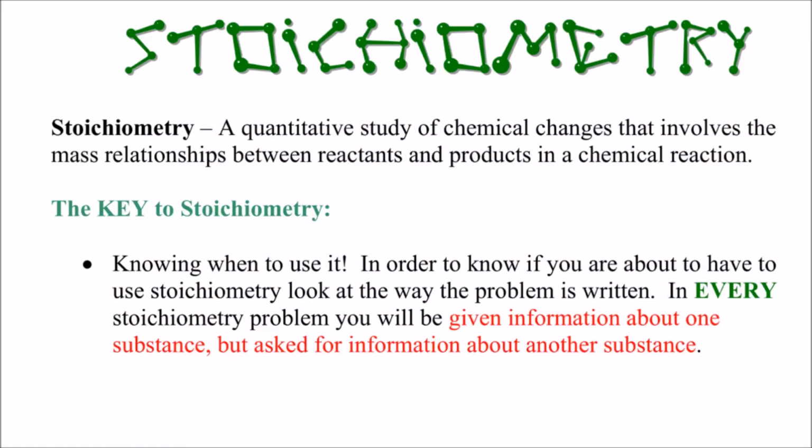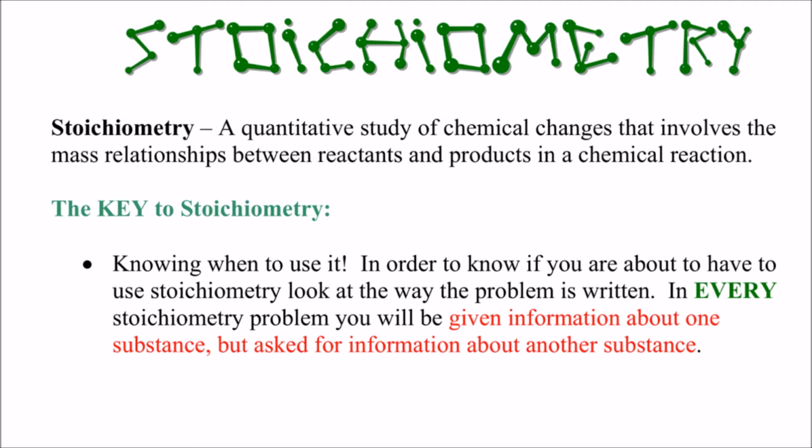Okay, our next unit is stoichiometry. Stoichiometry is the quantitative study of chemical changes that involves the mass relationships between the reactants and the products in a chemical reaction. Let's break down what that means. Quantitative means that it has to do with numbers, okay? So we're going to actually be dealing with numbers rather than characteristics or something.